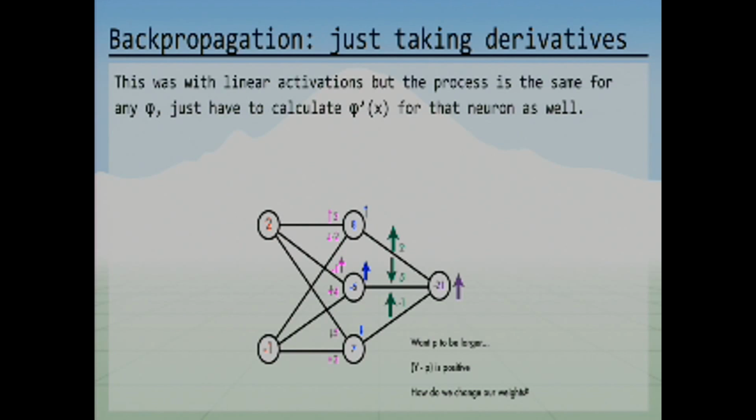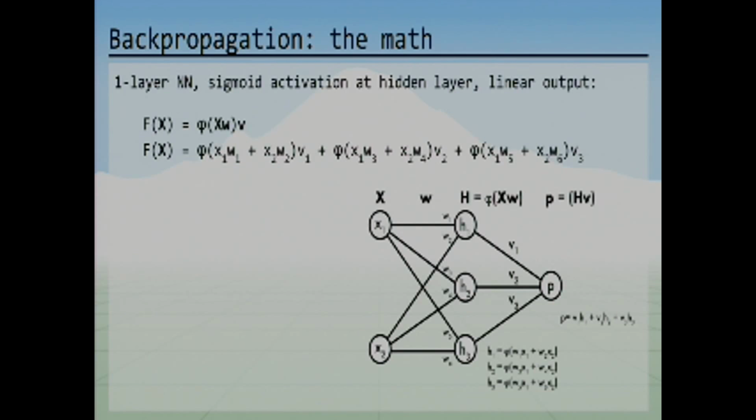So this was with linear activations, but the process is going to be very similar when we actually have some activation function phi. And in particular, all we'll have to do is calculate the gradient of phi with respect to the input x for each of the neurons as well. And we'll see how this plays out as we start actually getting into the math.